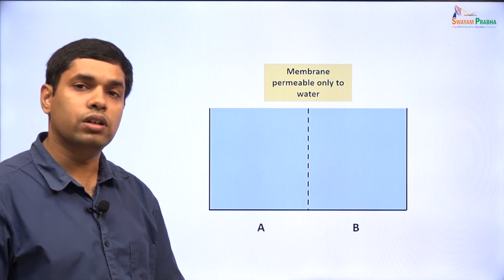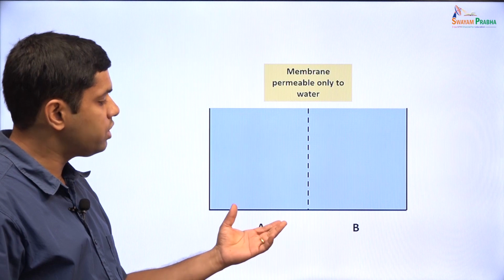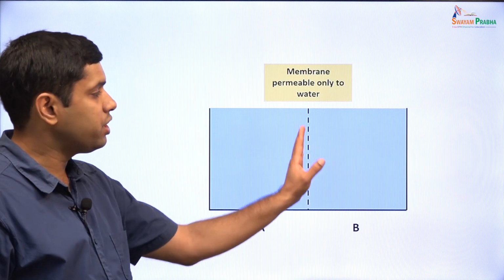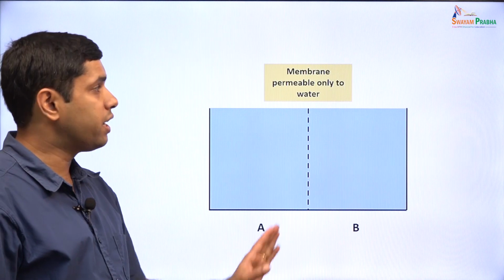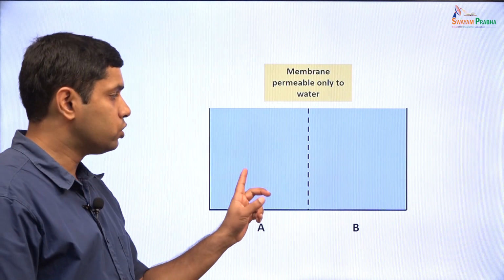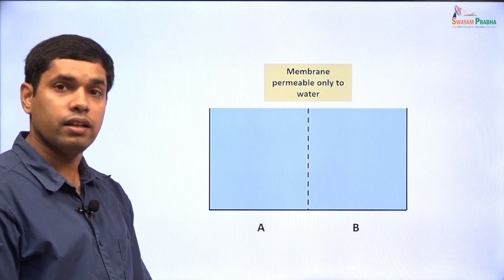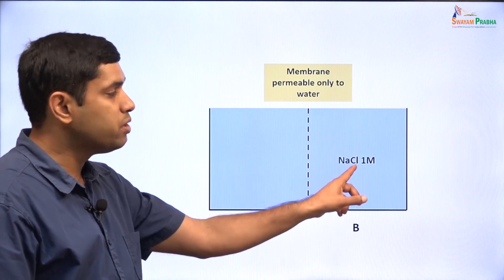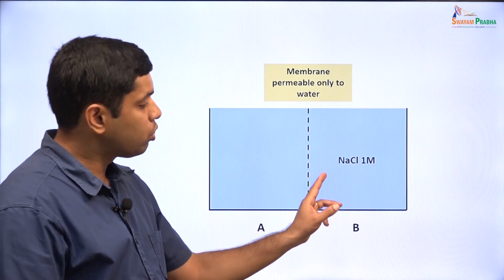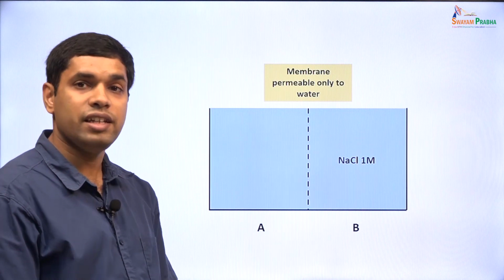Now, let us describe an experiment, a hypothetical experiment, where we take 2 compartments A and B and fill them with water, and compartment A is separated from B by a semi-permeable membrane. We have defined the semi-permeable membrane as a membrane that is permeable only to water. So, ions cannot pass through this membrane, but only water can pass from A to B or B to A. Now, let us say that into compartment B we add sodium chloride such that the final concentration of sodium chloride in B is 1 mole per liter, or we have 1 molar concentration of sodium chloride in B.